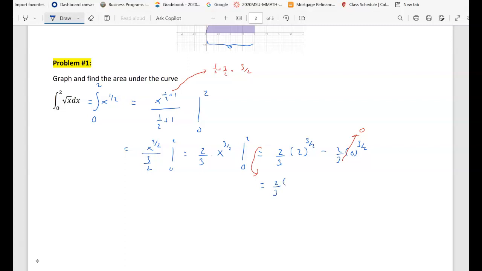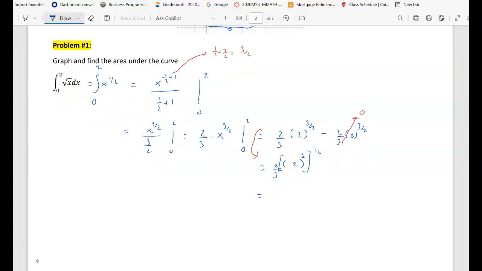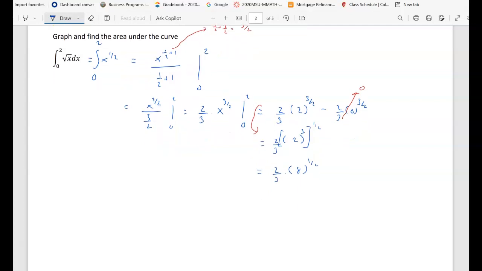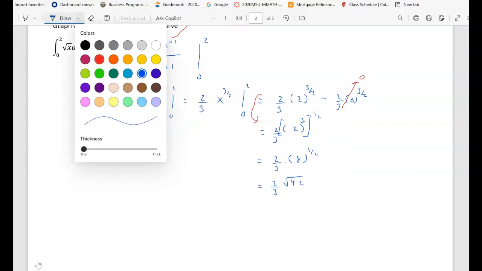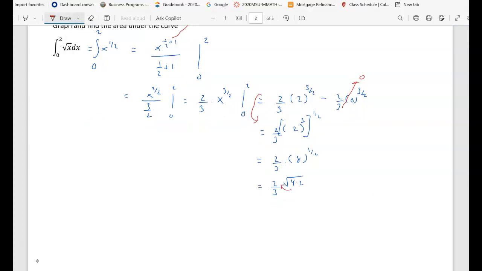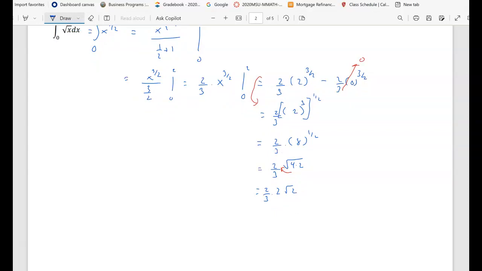And let me flip the exponent so we can find an exact value. So this will be 2 to the 3rd raised to the 1/2, which is 2/3 times 8 raised to the 1/2. And then we can simplify this further. So this will be 2/3 square root of 4 times 2, and we can extract a 2 out. So we're looking at 2/3 times 2 square root of 2, or as an exact value, 4/3 square root of 2.